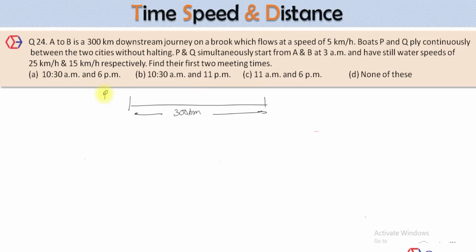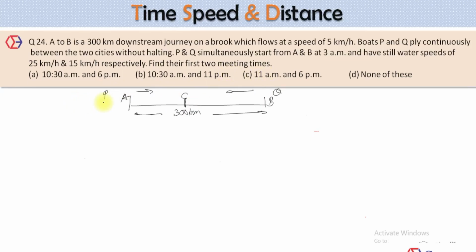So P will start from here, Q will start from here. They'll keep moving towards each other. They'll meet at a point, let's say at point C. Then they'll cross each other. Then again they'll reach their destinations and they'll take a U-turn. They'll meet for the second time, third time, and so on. So what's the question? Find their first two meeting times here.